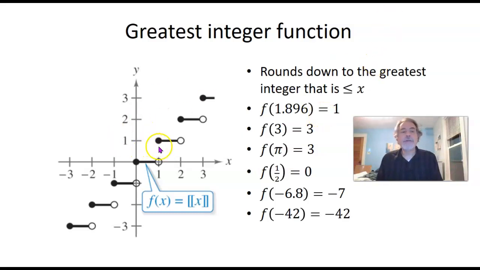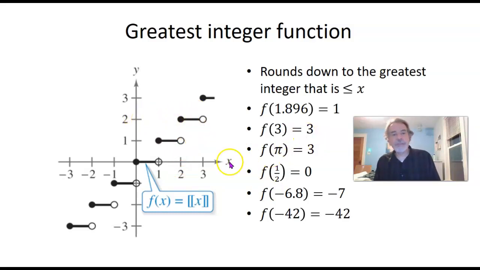Notice on the graph, all the points with x coordinates between 1 and 2 have y coordinates that are exactly 1. So you got where x is 1 and y is 1. You got where x is 1.3 and y is 1. You got where x is 1.896 and y is 1. You got where x is 1.99, just a little bit less than 2, and y is 1. And then when you got to where x is 2 exactly, then y starts being 2.